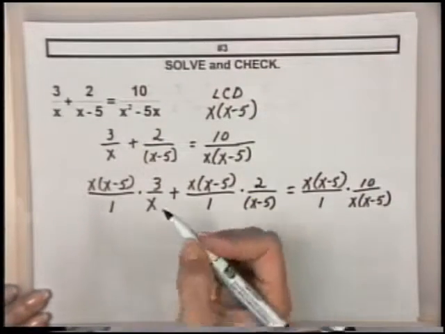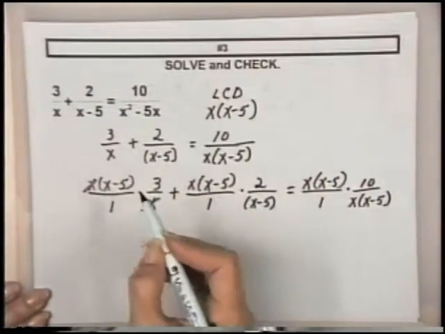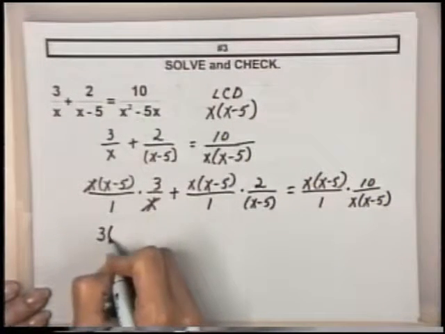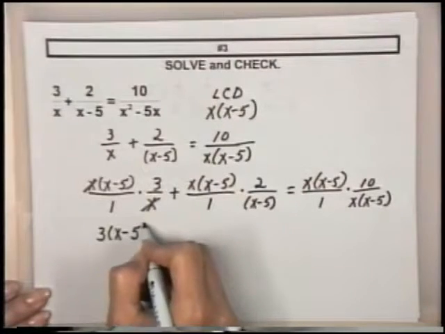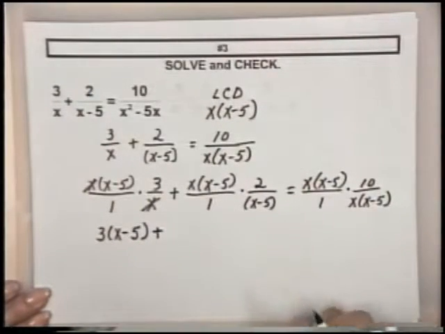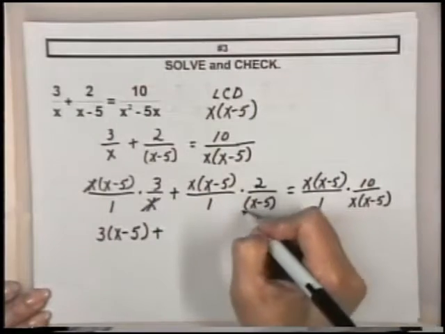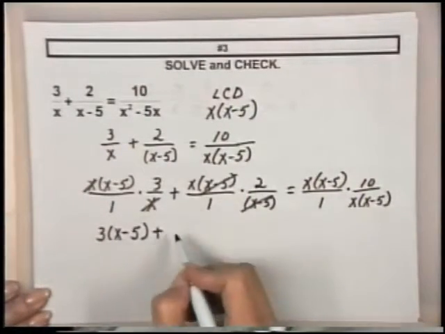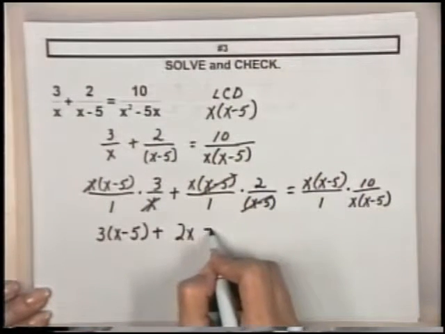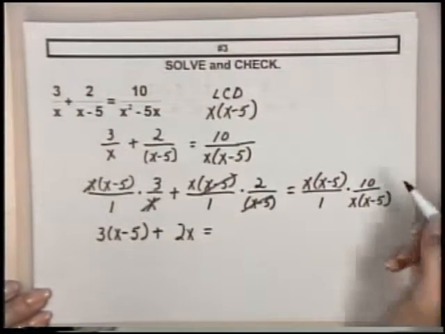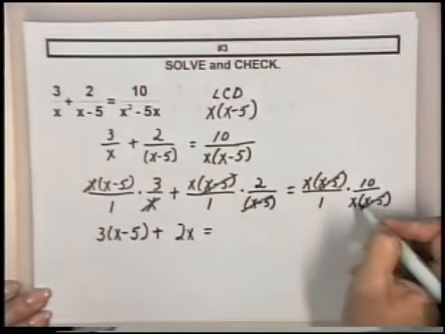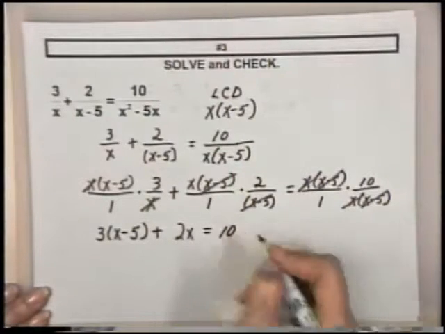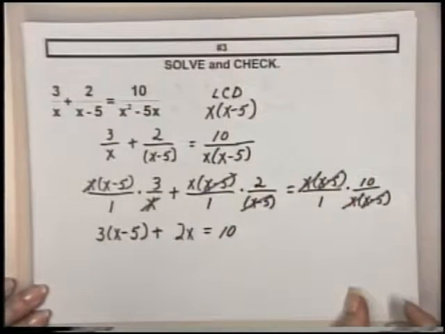Now let's see what cancels. In my first term, my x's will cancel. I am left with x minus 5 times 3, plus, in my second term, my x minus 5's will cancel. I am left with 2 times x over 1, which is 2x, equals, on the other side of the equation, the x minus 5 will cancel and the x's will cancel, so I am left with 10.